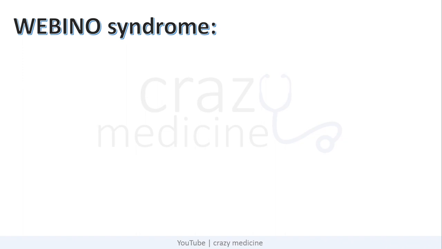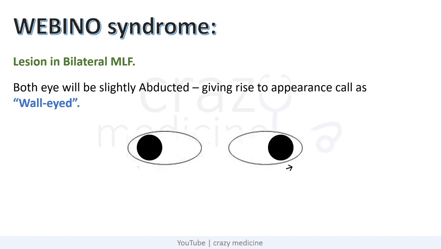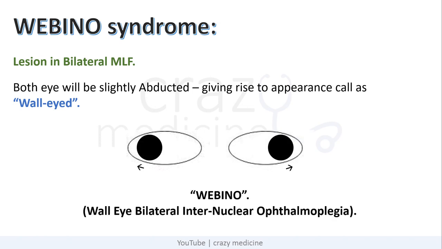In Webino syndrome, the lesion is in bilateral MLF. Here, both eyes will be slightly abducted because of bilateral adduction weakness, that is third nerve weakness, giving rise to an appearance called wall-eyed. Hence the name Webino, that is wall-eyed bilateral internuclear ophthalmoplegia.